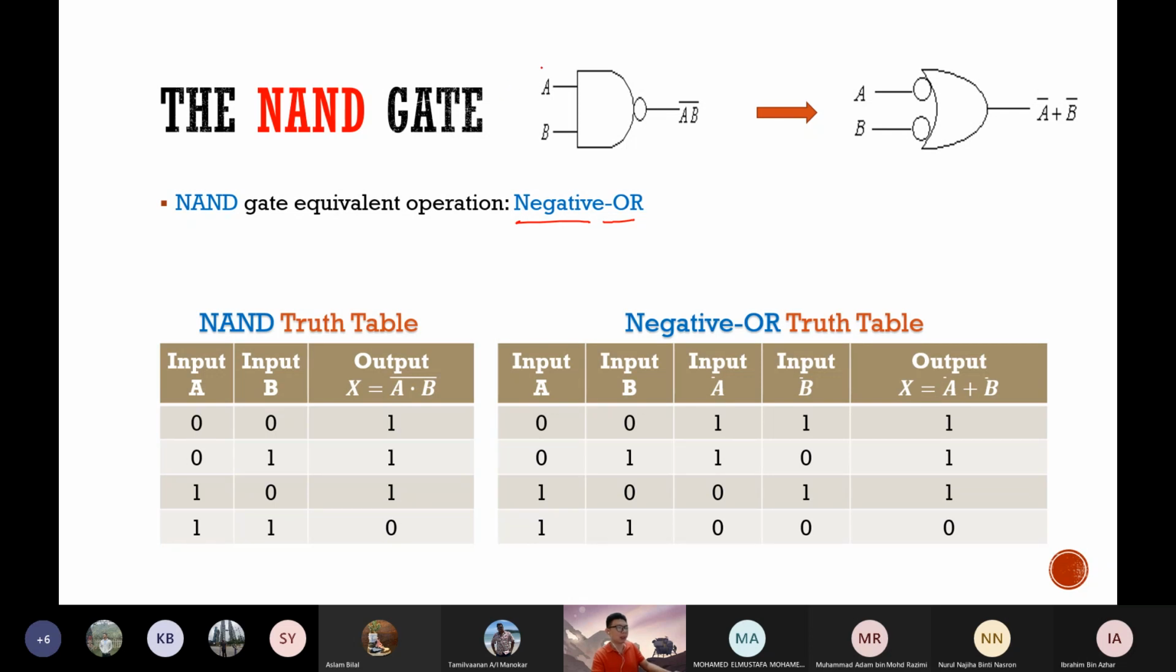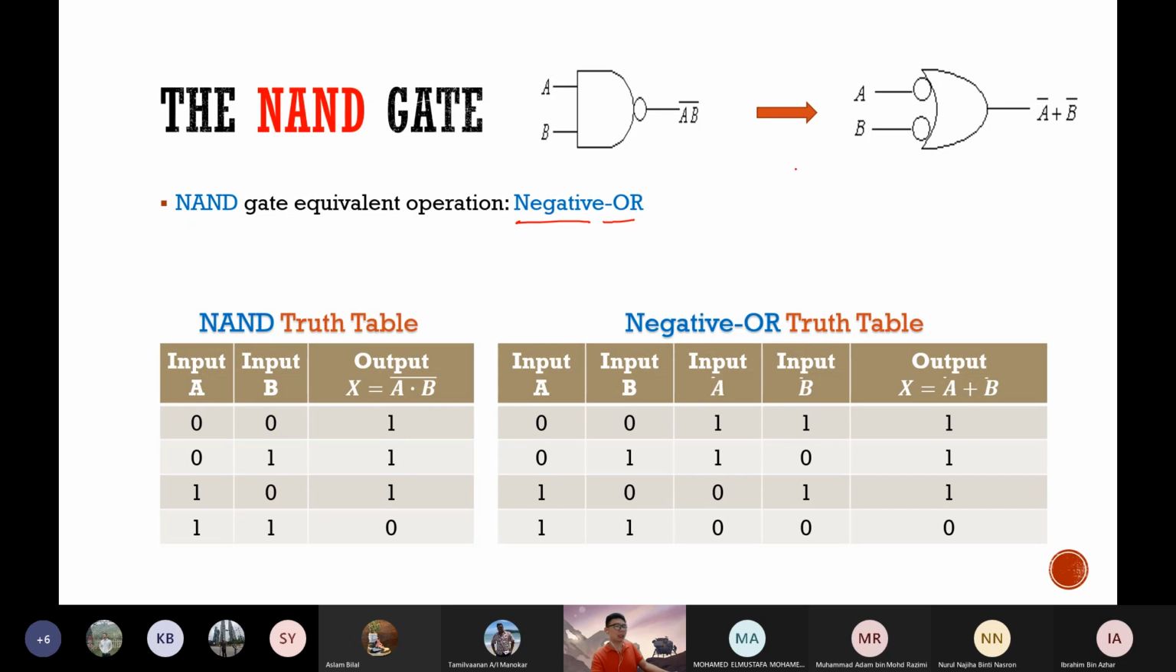Let's take a look at this diagram over here. On the left, we have a NAND gate. On the right, we've got something weird looking. This is called a negative OR gate. It's not a standard gate. It's called a negative OR gate because you have two NOT gates at the input of the OR gate. It's not something that you see very commonly, but you see that the operations of these two gates are equal.